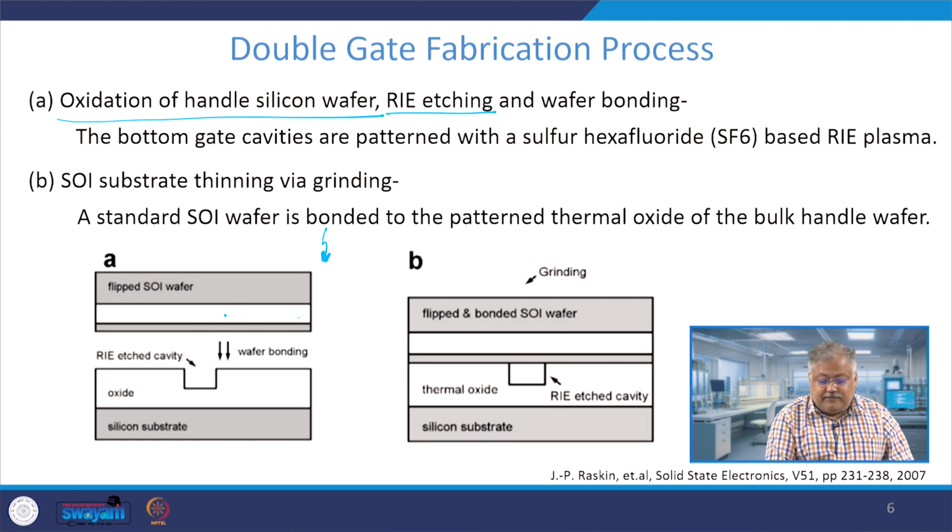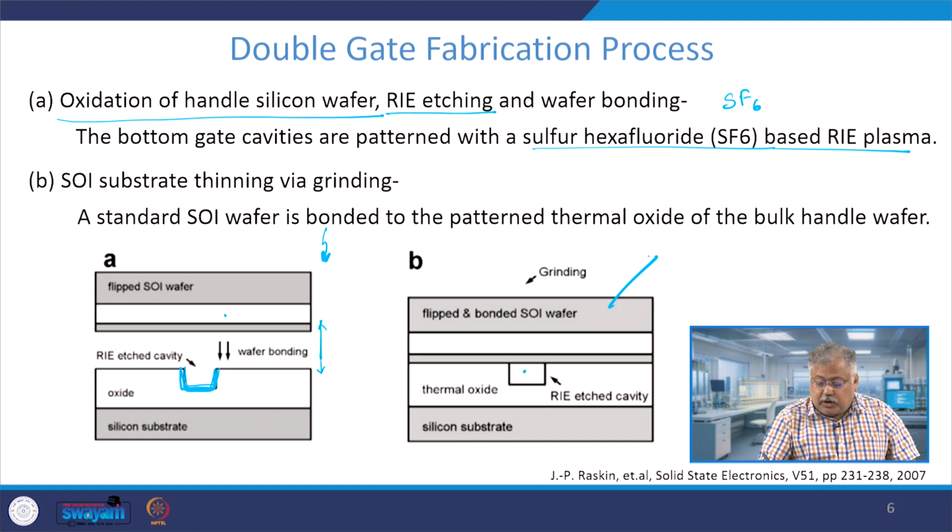The bottom gate cavity is patterned with SF6. SF6 is sulfur hexafluoride, which is used in RIE plasma, and as a result you will start having these etches. You see this etchant is there. Since you have etched a cavity here, the double gate back gate will actually be fabricated, and you do a wafer bonding here. So, when you do a wafer bonding like this, a cavity is created in this manner.